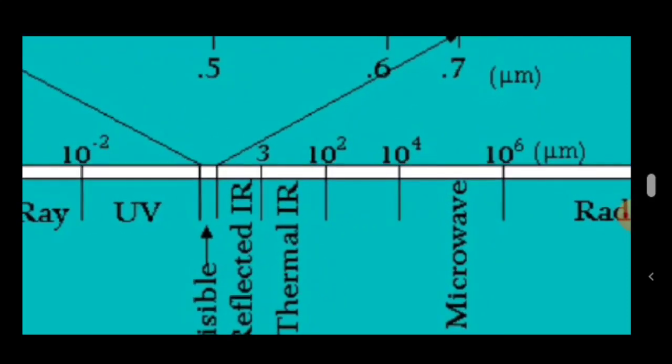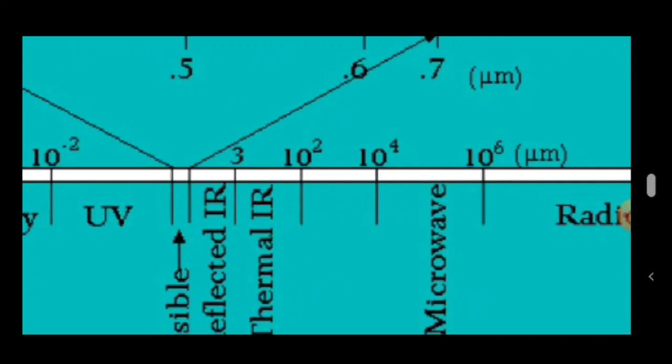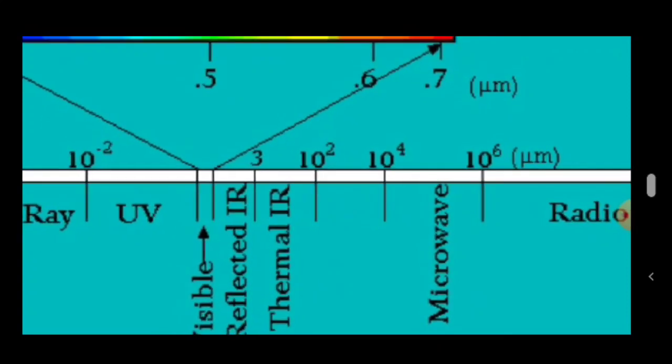Then we see microwave. The portion of this spectrum of more recent interest to remote sensing is the microwave region from about 1 millimeter to 1 meter. This covers the longest wavelengths used in remote sensing.